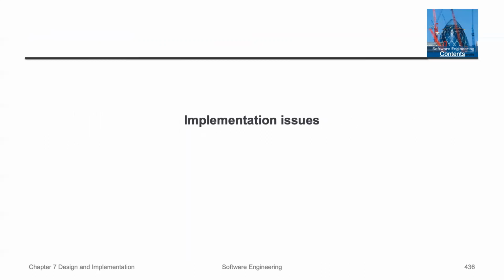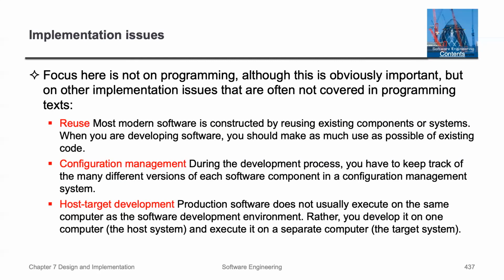What about implementation issues? The focus here is not on programming, although this is obviously important, but on other implementation issues that are often not covered in programming texts: reuse, configuration management, and target development. So most modern software is constructed by reusing existing components. And so we have to be thinking about reuse. For configuration management during the development process, you have to keep track of the many different versions of the software components in the configuration management system.